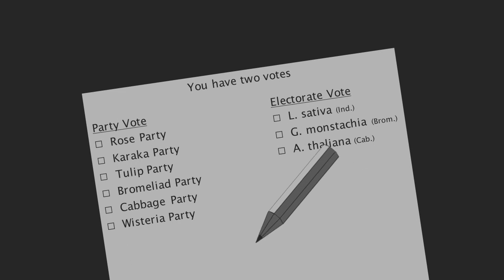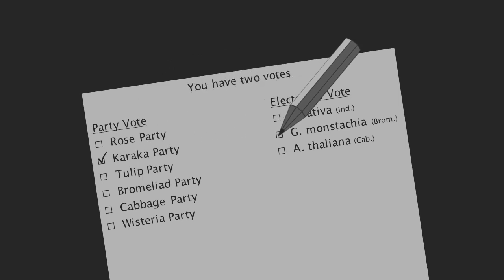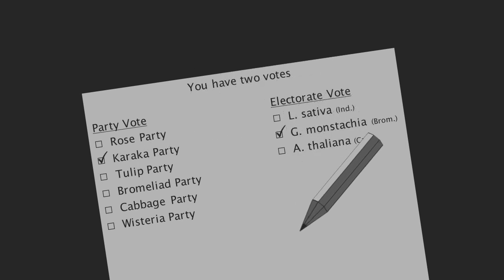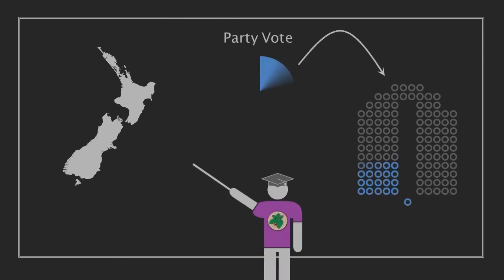Under MMP, Kiwi citizens cast 2 votes, one for their preferred political party, the party vote, and a second for a local representative, the electorate vote. These votes are used to populate the 120-seat New Zealand Parliament. To simplify this system, the party vote dictates the proportion of these seats each party receives in Parliament.